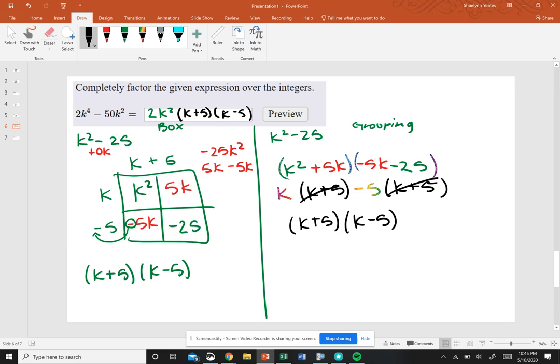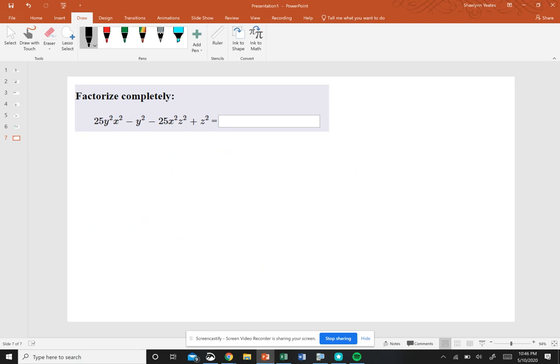All right, so grouping and box method, we end up with the same answer. Both ways work just fine. They're doing the exact same math. It's literally not any more or less difficult. It's exactly the same.